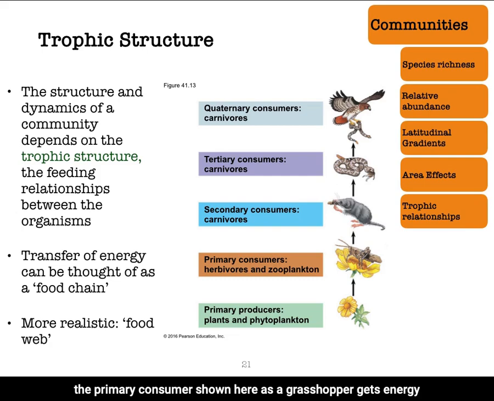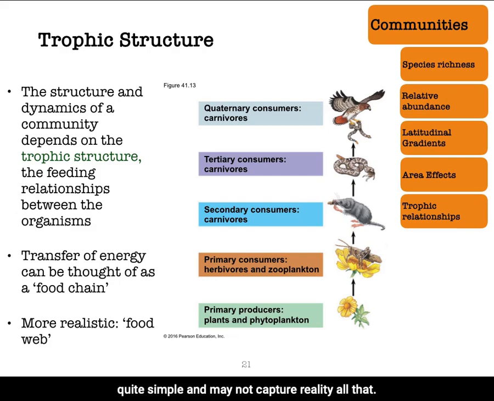The primary consumer, shown here as a grasshopper, gets energy from eating the primary producers. Carnivores are considered secondary consumers, shown here by a small mammal that eats the grasshopper. Some carnivores are tertiary consumers because they eat the secondary consumers. Finally, this food chain contains a quaternary consumer, a raptor, that eats the snake, that eats the small mammal, that eats the grasshopper, that eats the plant.